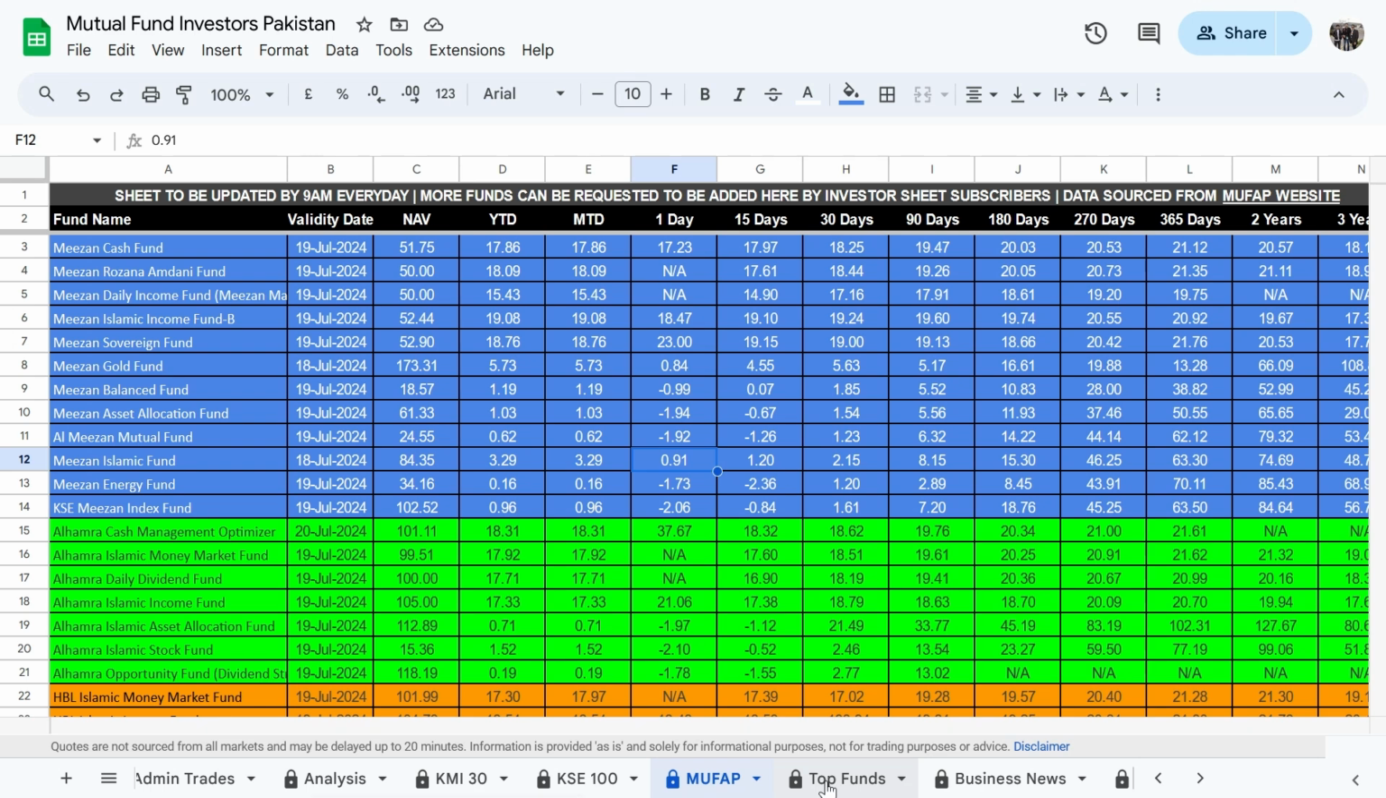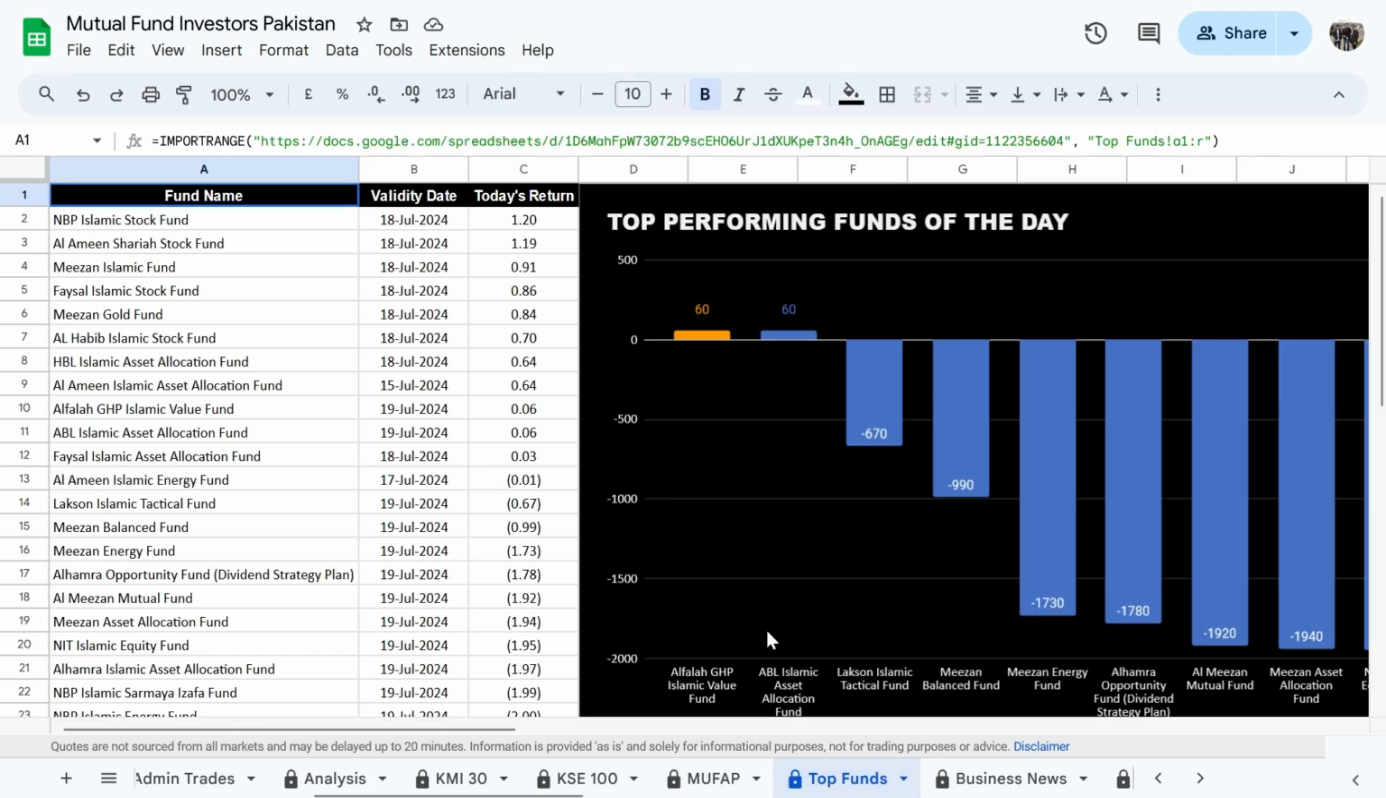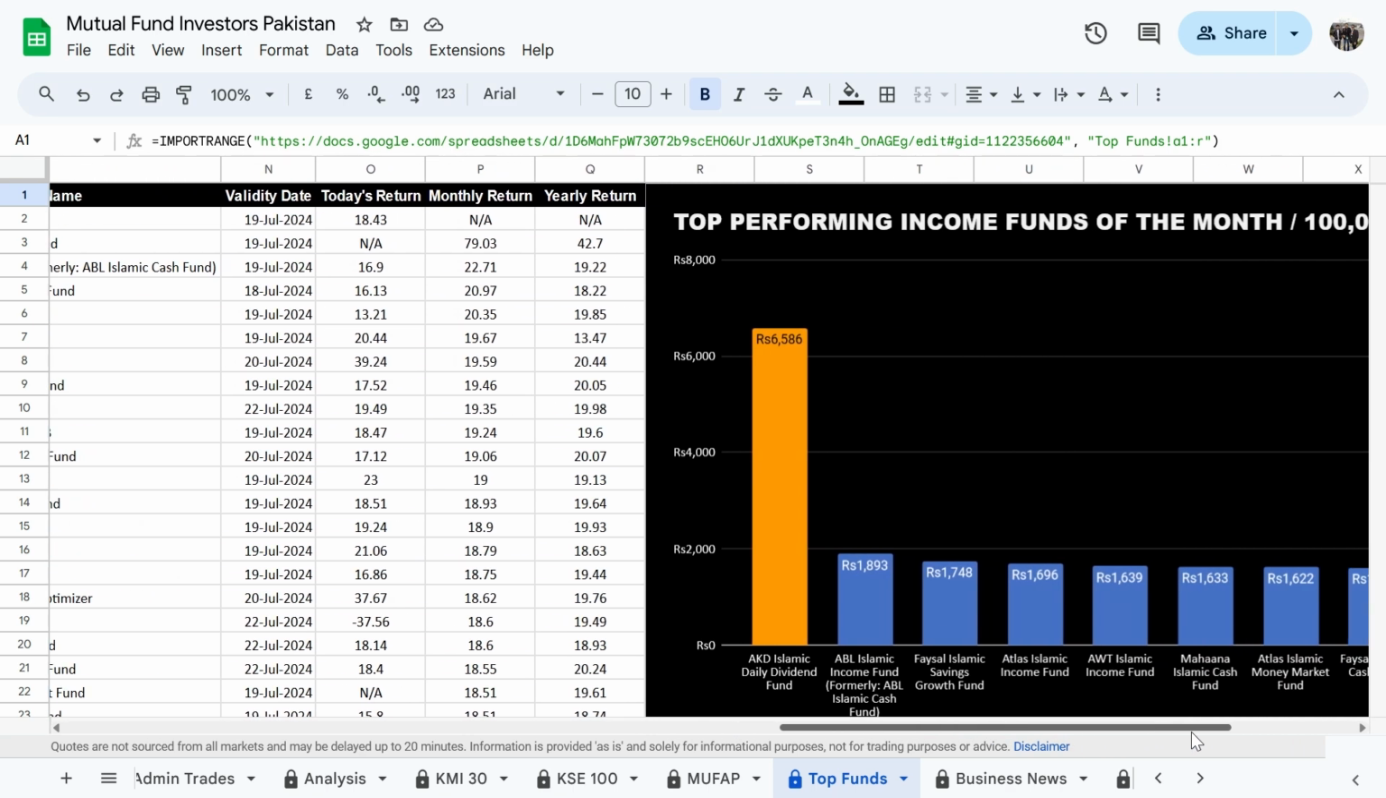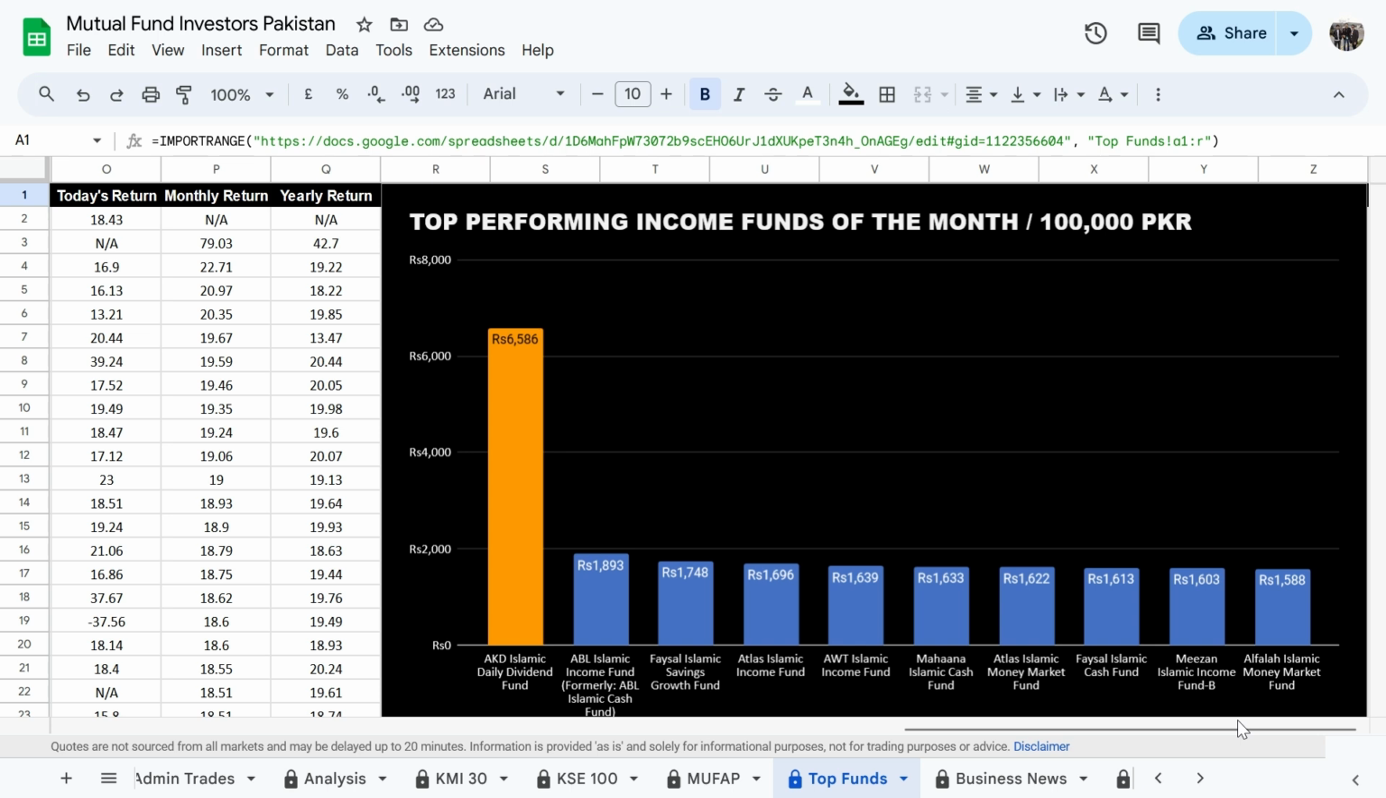Top Fund tab will simply take the data from the MFap sheet and see which funds performed the best on the last day. All outdated fund results are automatically excluded from the chart, so that you always see the most reliable information, and also move your asset management company if your AMC is consistently underperforming.